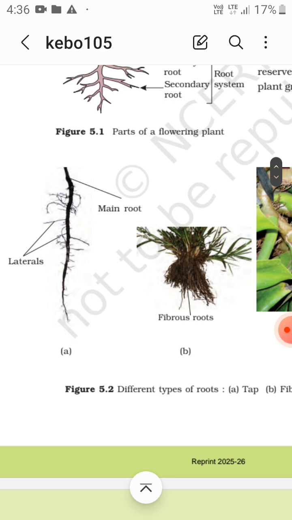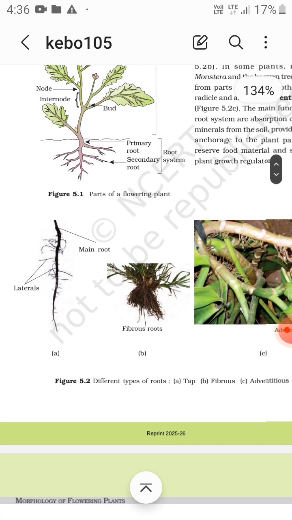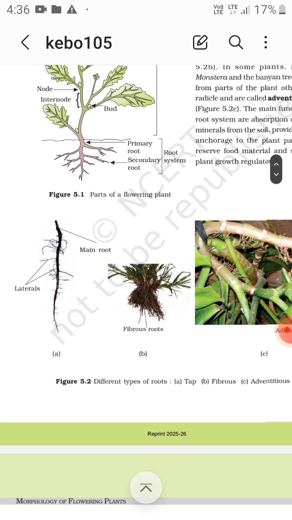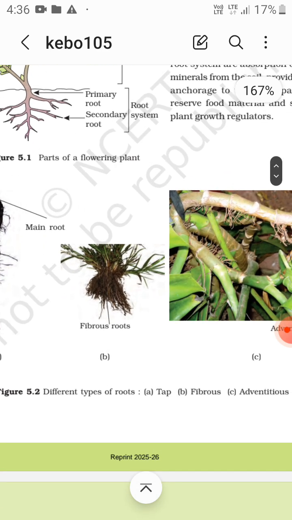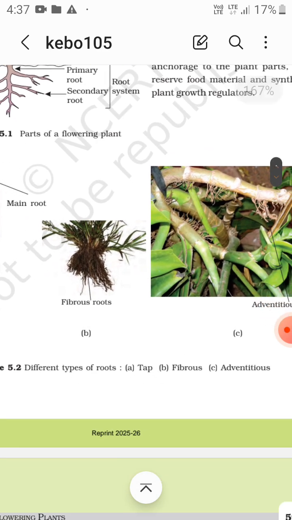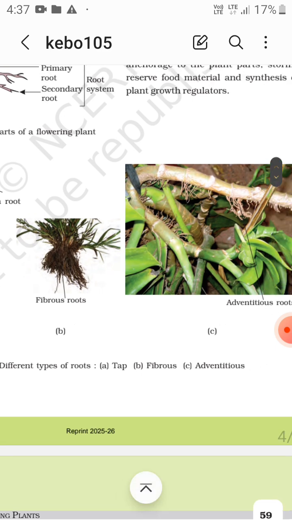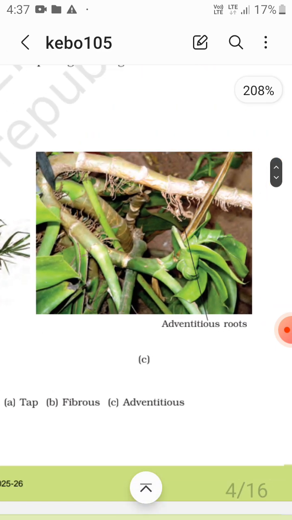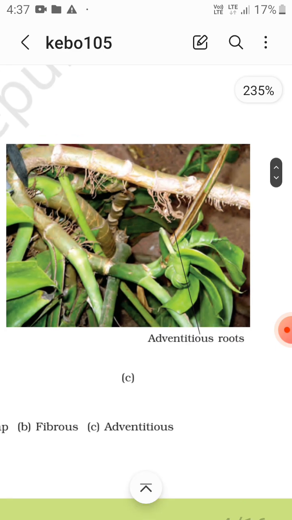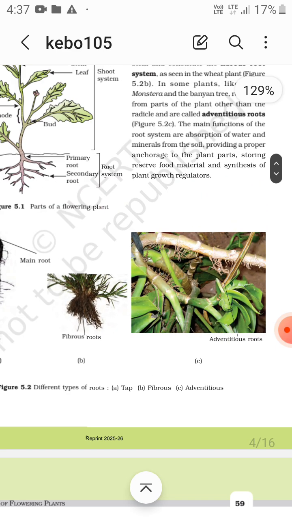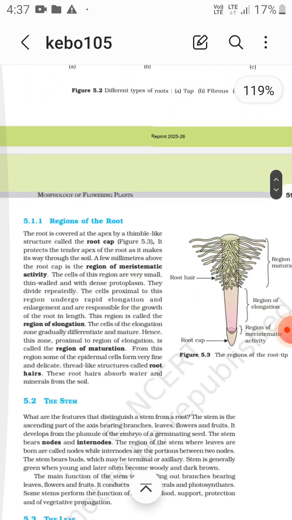Now these are the different types of roots. First one is the taproot, where the main root and lateral roots are given. Now fibrous roots, which are a bunch of roots at the same place. And this is the adventitious, arising from parts other than the radicle, maybe on the stem or something like that. So these are the adventitious roots, right?